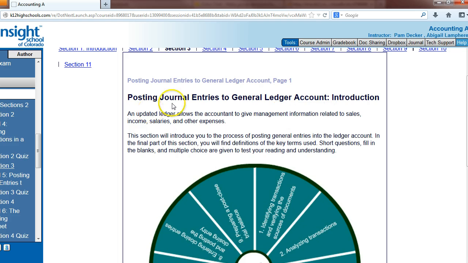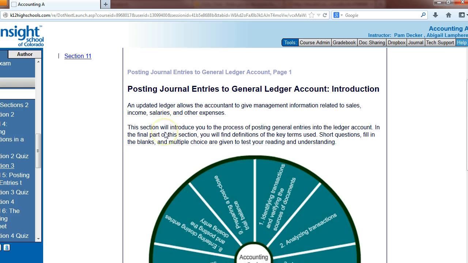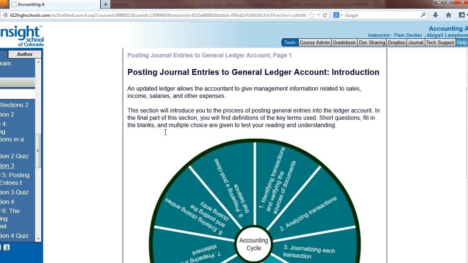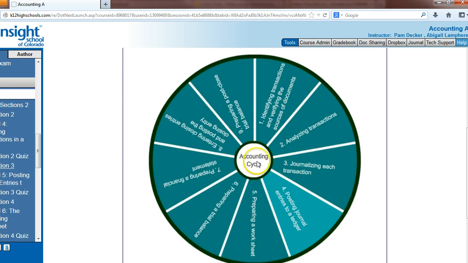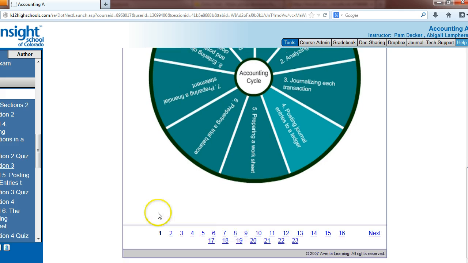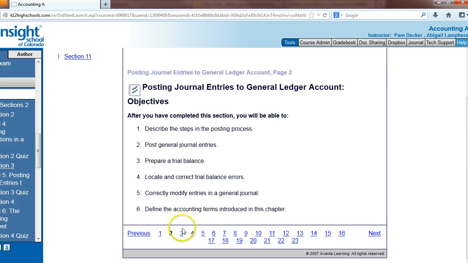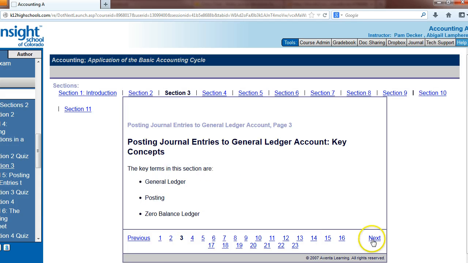We are looking at section 3 of unit 4, posting journal entries to general ledger accounts. In the last section we talked about journalizing, so we moved from using our T accounts to copying those transactions over into the general journal. So now we're going to go from copying the general journal transactions over to the general ledger. That is the next step in our accounting cycle. We just did journalizing each transaction in the general journal. Now we're going to post the journal entries into the ledger accounts. So let's get started. We can skip over these first couple pages.